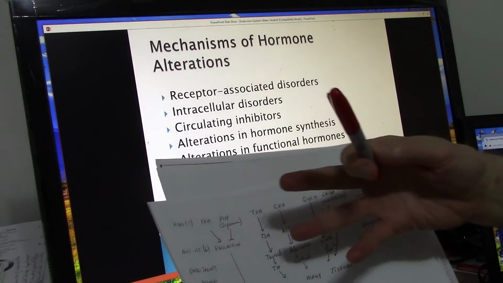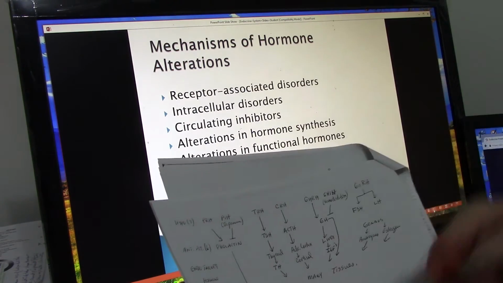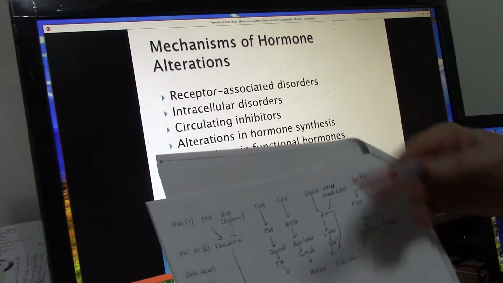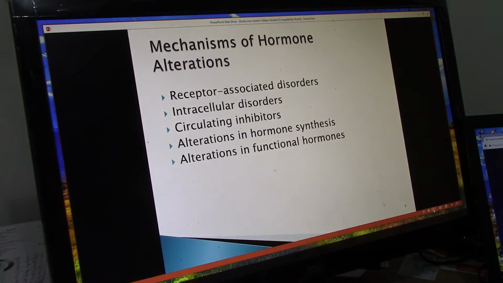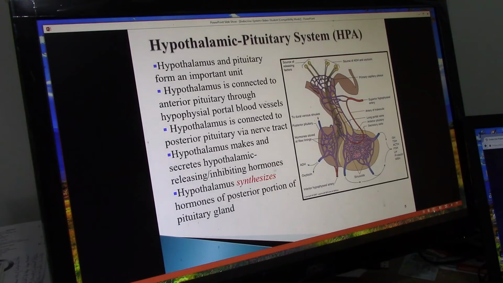Or there could be a tumor, for example, that's spewing them out with disregard to feedback. Any of those types of things can occur. So there are numerous possible disorders in the endocrine system.